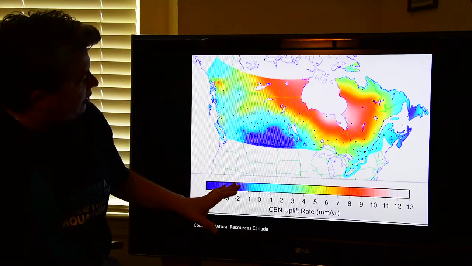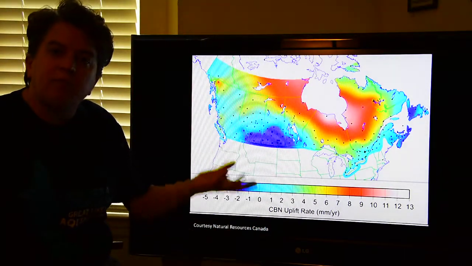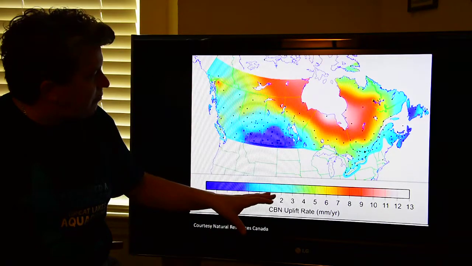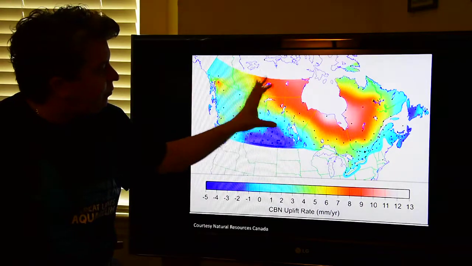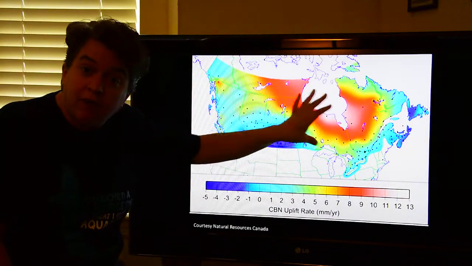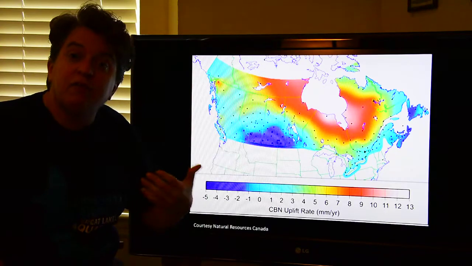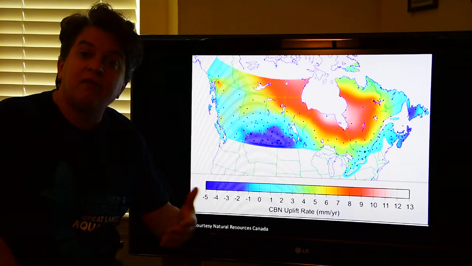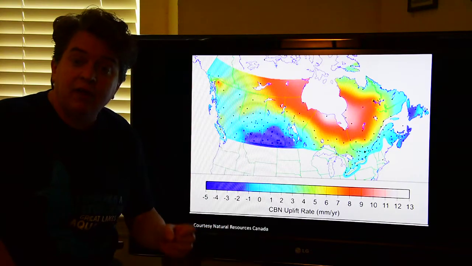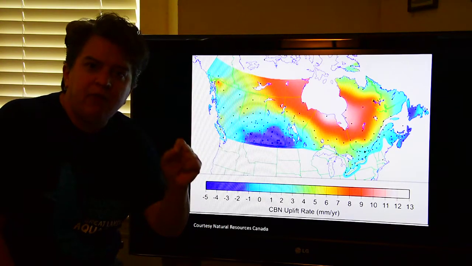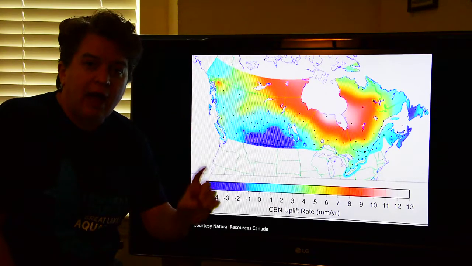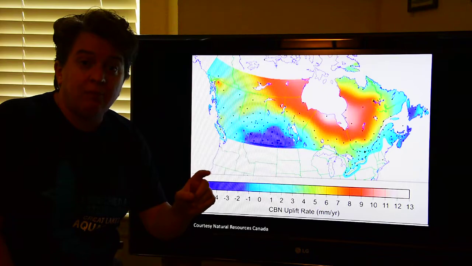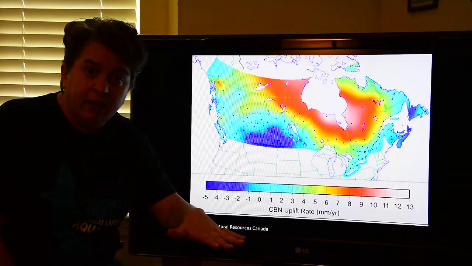And if we look here, this is showing uplift rates, where the greatest amount of uplift is in your red colors and the least is in the blue. So where we had the most amount of ice, that's where we're having the greatest amount of uplift because of that isostatic adjustment. So just remember, the major rule of isostasy is that you add weight to the crust, it's going to sink a little bit, and you take away weight and it's going to rise.